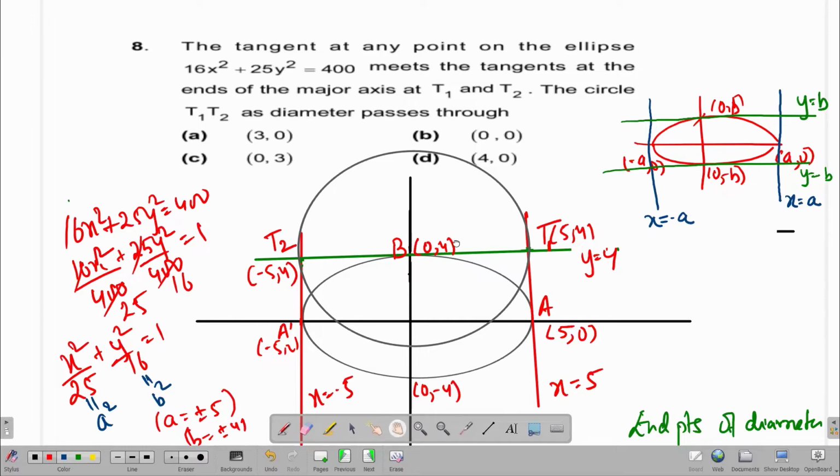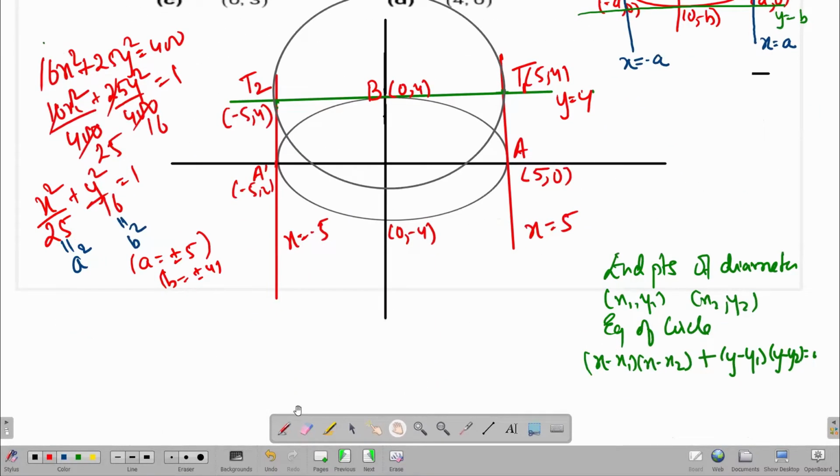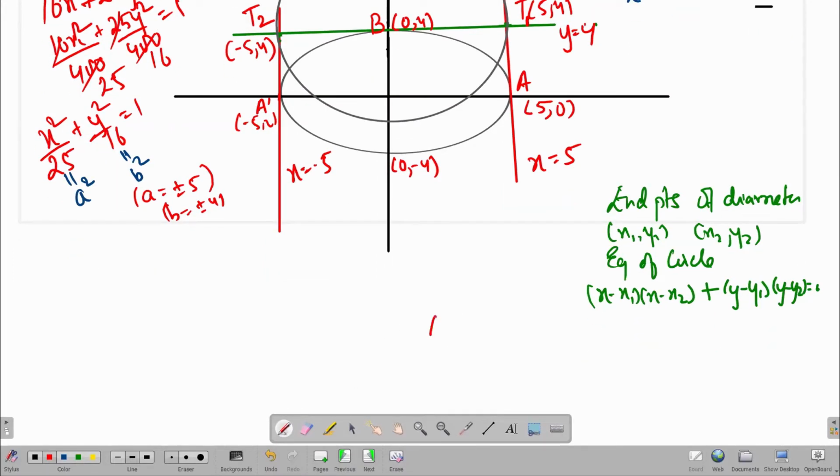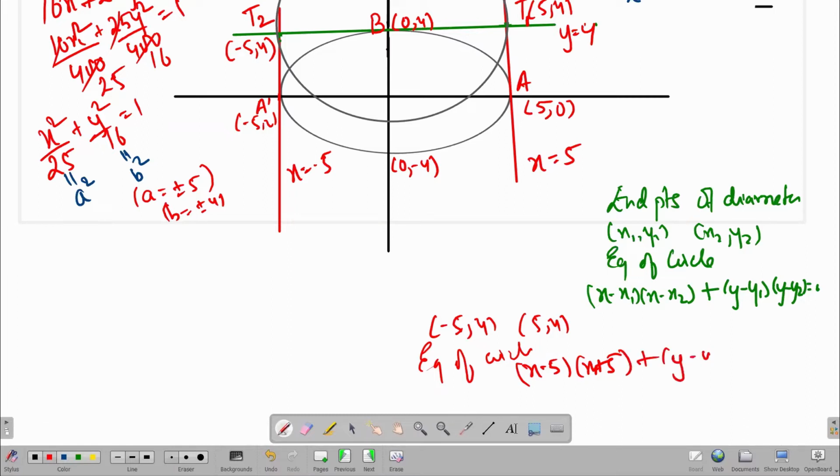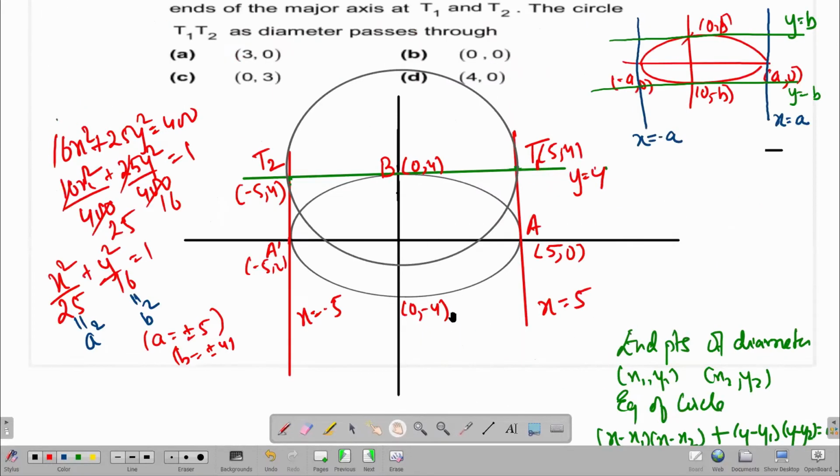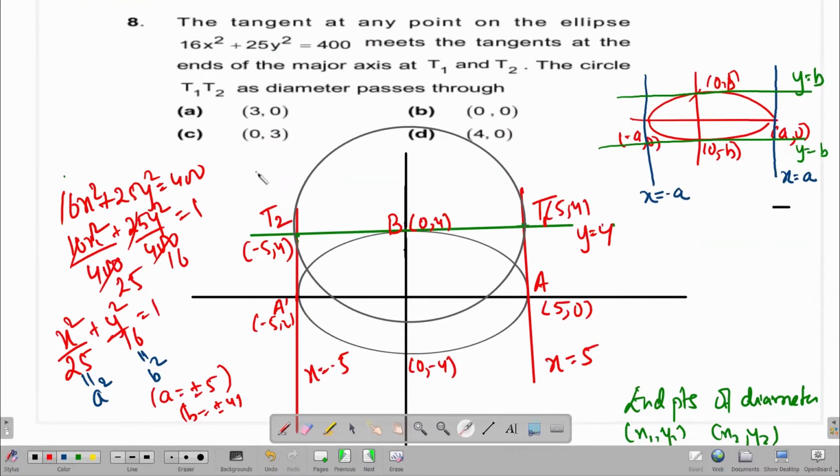As I have already written here, if the ends of a diameter are given, then the equation of the circle is (x minus x1)(x minus x2) plus (y minus y1)(y minus y2). And now my ends of diameter are (-5, 4) and (5, 4). So my equation of circle comes out to be (x minus 5)(x plus 5) plus (y minus 4)(y minus 4). Now further, what we have to find in this particular question is which of these four options the circle is passing through.